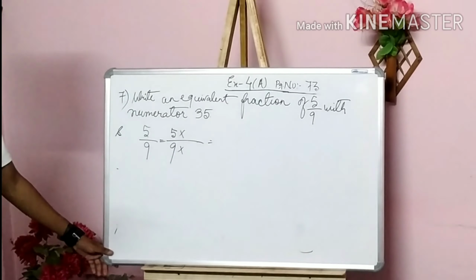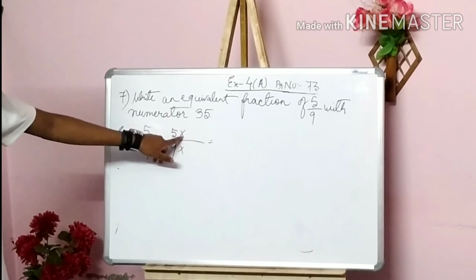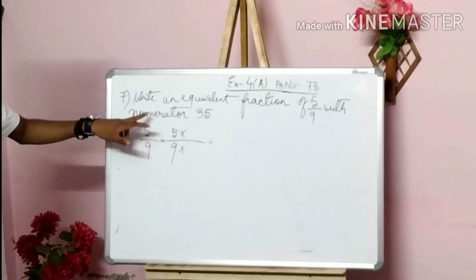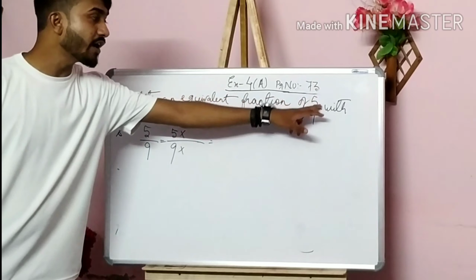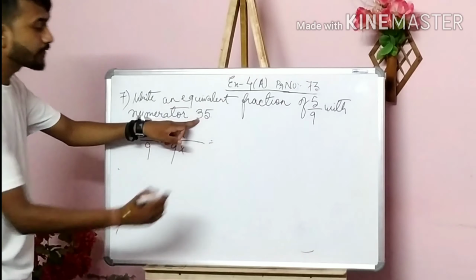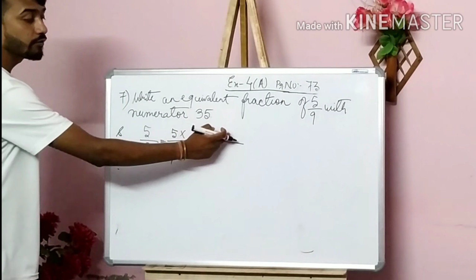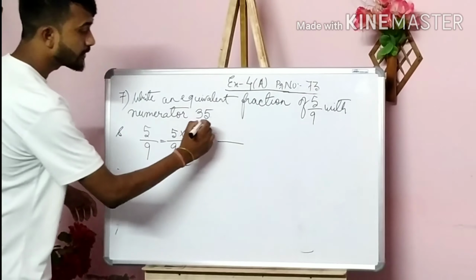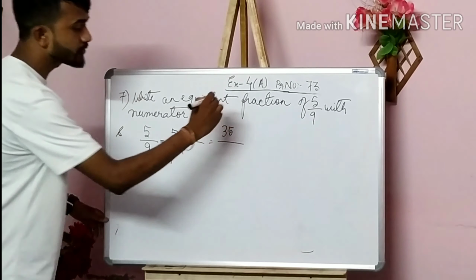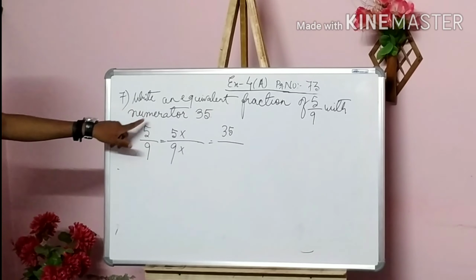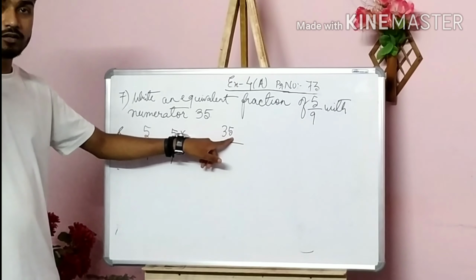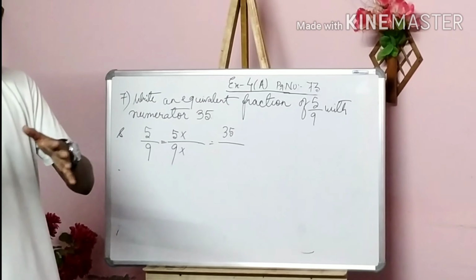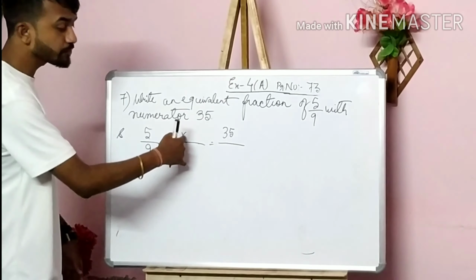But I have given a multiplication sign here. So I think you have got the idea why I have given the multiplication sign, because the condition that is given, it is greater than the earlier value. Write an equivalent fraction of 5 by 9 with the numerator 35. Whatever equivalent fraction we are going to find, its numerator should be 35. Earlier it was 5, now this is 35. So it is a simple logic that if you divide, you will get a smaller value. If you multiply, you will get a larger value. So that's why I have given this multiplication sign.